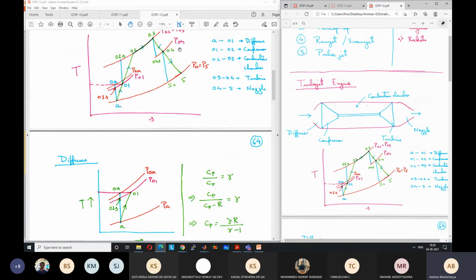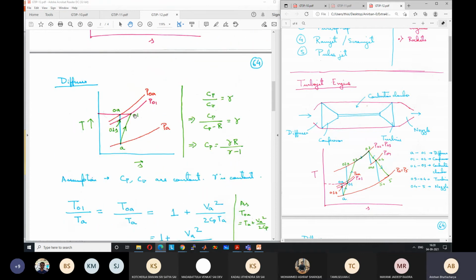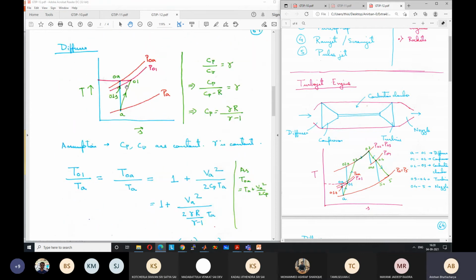So if we know about the diffuser and nozzles, we are able to do all the calculations, right? Because the other parts we already know how to tackle. Then we will solve a problem on that, maybe after mixing, we'll see.